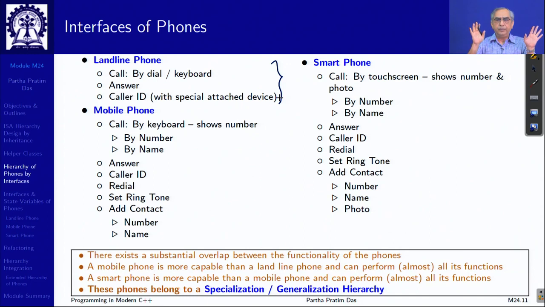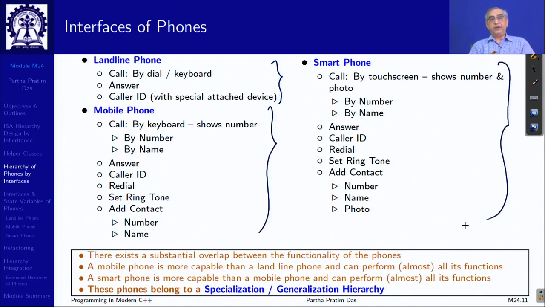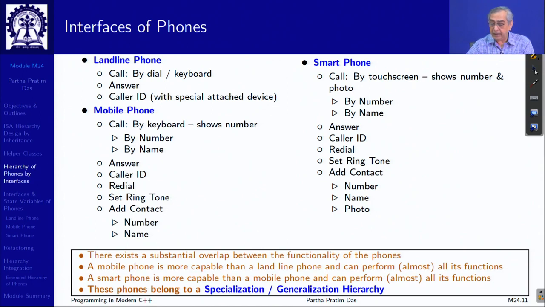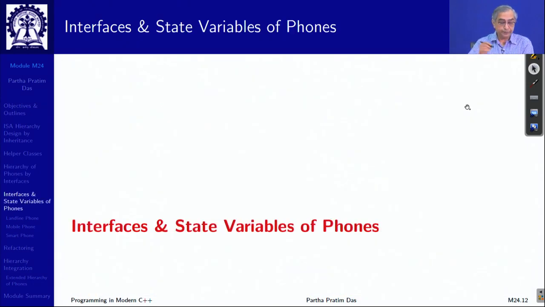All that you want is: I am a phone user, I must be able to call, I must be able to answer a call. I want to redial a number, I want to add contacts, I want to put a photo for my contact, and so on. So, for every concept we define the interfaces that should be available, and that is what we will try to model in terms of our inheritance hierarchy in this case.